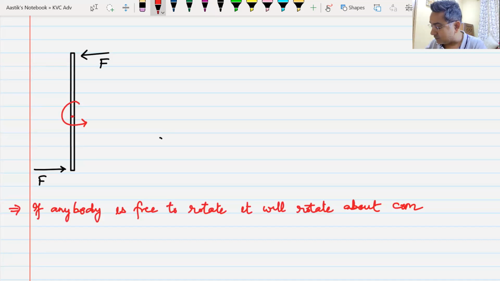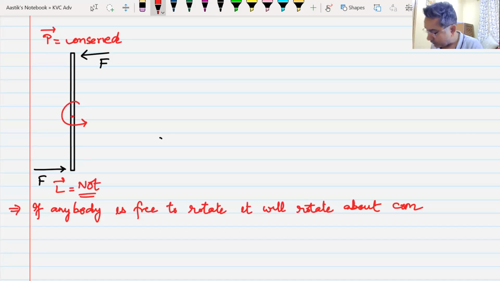In this case, case number 1, the linear momentum P is conserved. Yes or no? Yes, sir. But the angular momentum L is not conserved. Do we understand? Yes, sir.